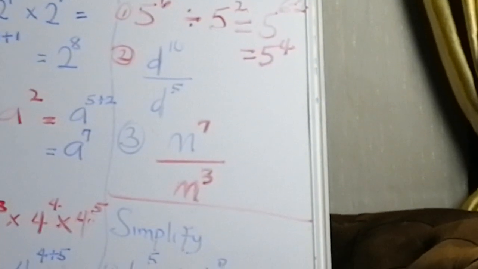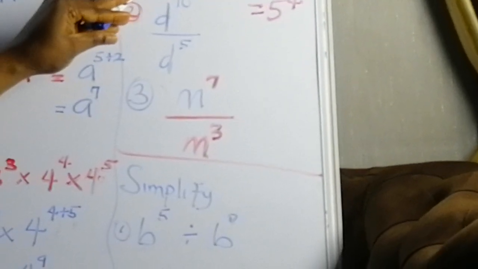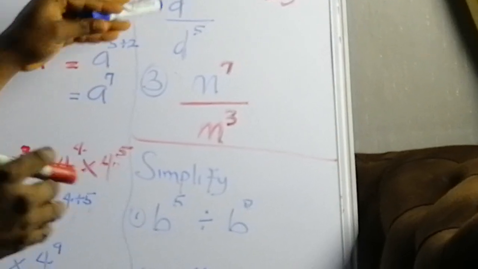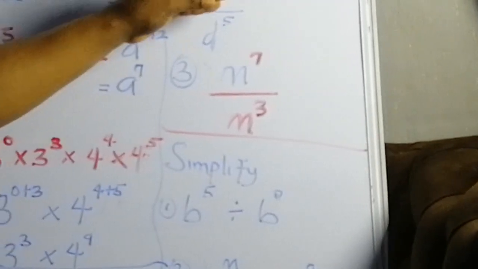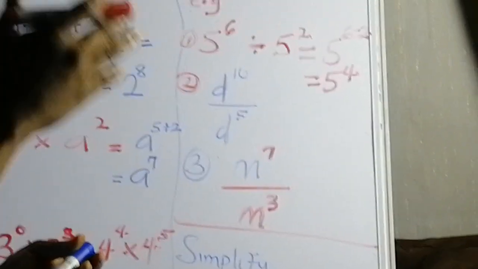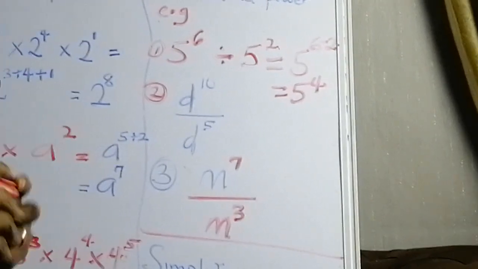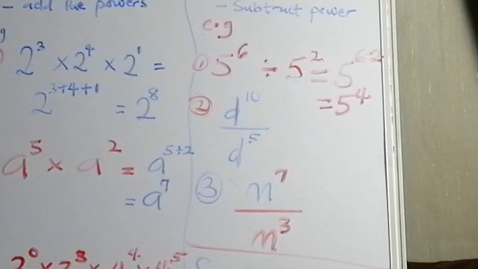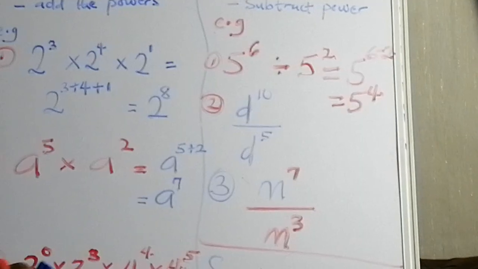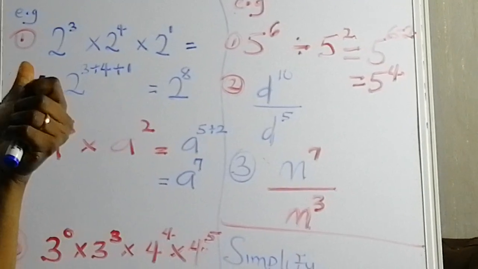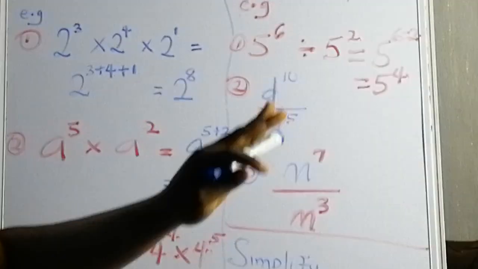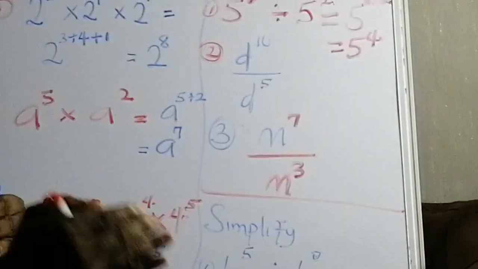So that's the same thing. Don't forget that, like I said, this is the same thing as writing 5 in 6 places, and 5 in 2 places. You can now cancel 5, 5, so it will remain 4. So instead of going through that rigorous process, indices has given you a method of shortening it, which is the definition of index notation. So just shorten it, subtract the power, and reduce your stress.